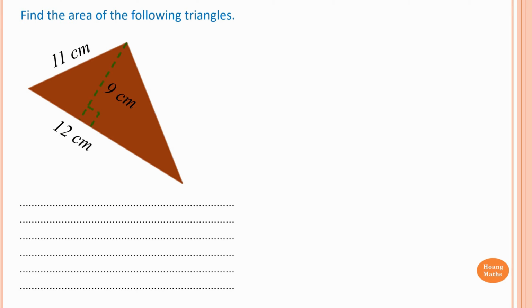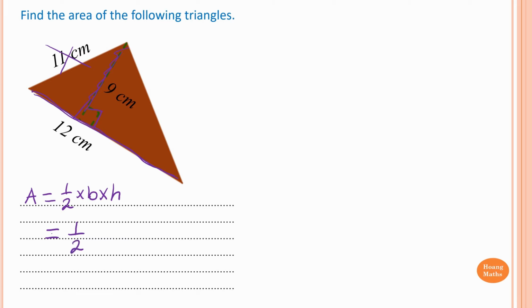We know the area of a triangle is a half times base times the perpendicular height. The base in this case is here and the perpendicular height is this. Because I have a symbol here, that means they are perpendicular, or meet at 90 degrees if you like. So all we need is 9 centimeters and 12 centimeters. So we do not need this one. Now we just substitute into the formula.